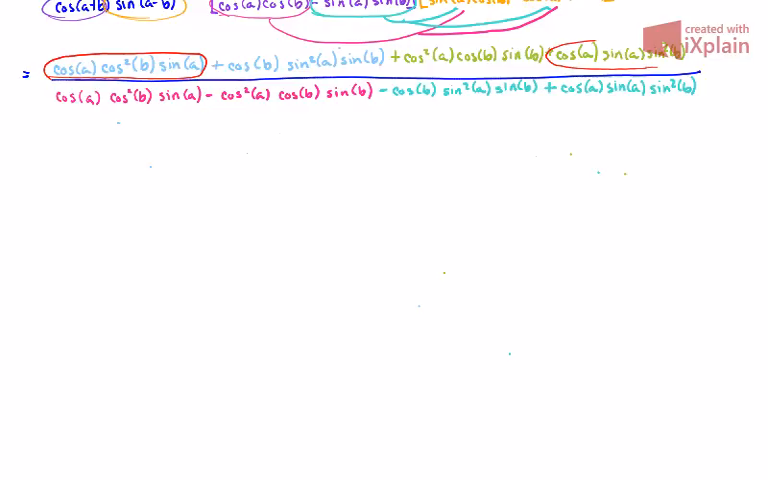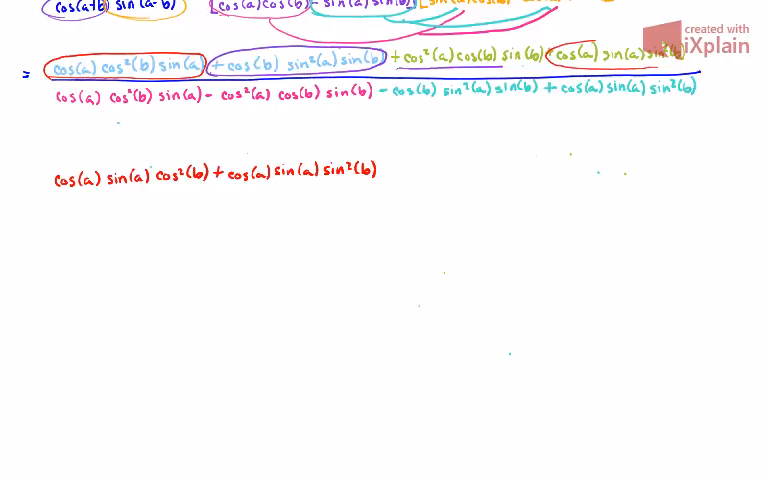So what I have circled in red, I'm going to go ahead and rewrite next to each other. So again, I'm going to rearrange this. So I'm going to do cosine of A, sine of A, cosine squared of B, plus cosine of A, sine of A, sine squared of B.